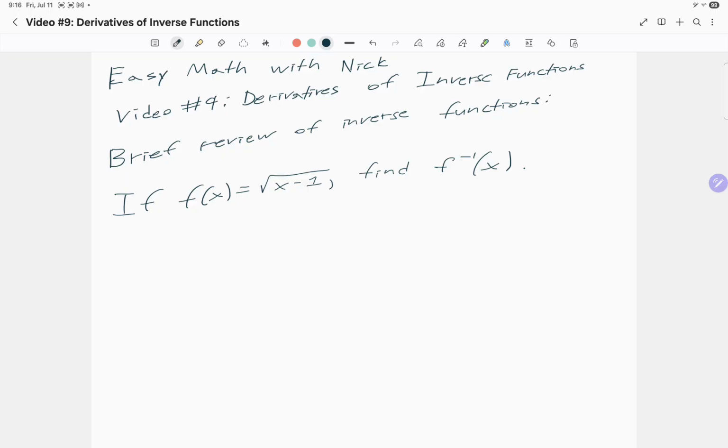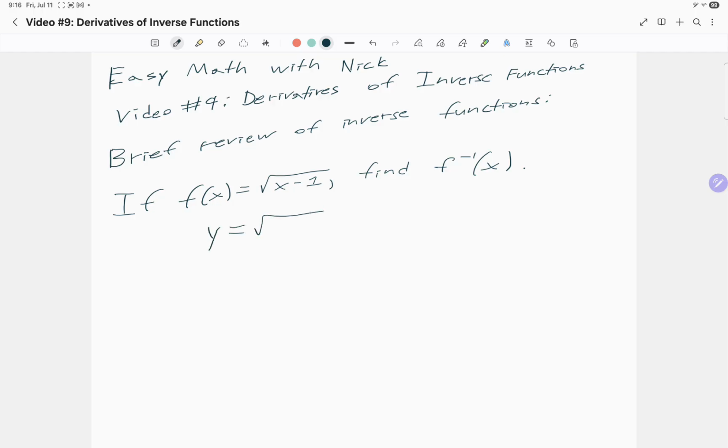So before we begin talking about how to find the derivatives of inverse functions or how to do questions involving that, let's do a brief review of how to find an inverse function. The example I enumerated here: if f of x equals the square root of x minus 1, find f inverse, the inverse of f. The first step we do here was we set f of x equal to y.